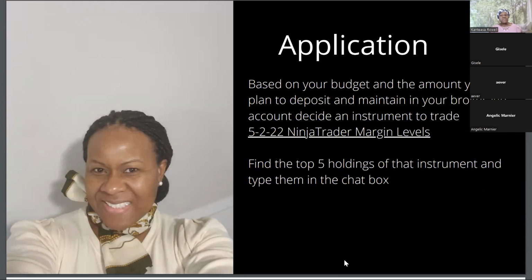Okay, so here is where some true application is going to take place. Based on your budget and the amount you plan to deposit and maintain in your brokerage account, we're going to dissect that instrument for about 2 or 3 minutes to see what information we can find. I'll pull up another chart for you. Based on your budget, I want you to choose one of the products when I share this chart with you, and then we'll look for the top holdings in that product in which you are planning to trade. And this is futures products. So, here we go.